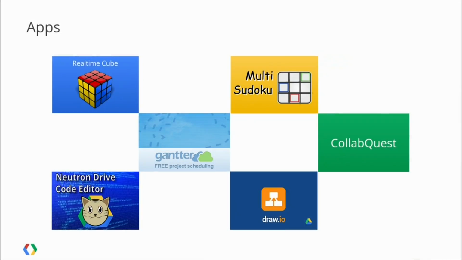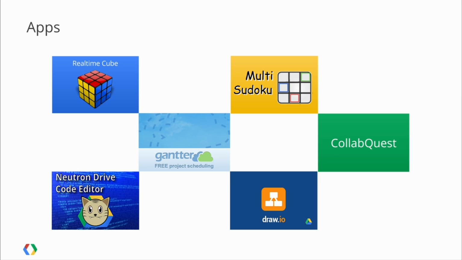And now Brian here is going to tell us a little bit about some apps that have already put this to use. Thanks, Cheryl. So we have a lot of great partners that made really awesome apps for the Realtime API. We already demonstrated Realtime Cube, which was developed by a member of the Drive team here at Google. We also have some other apps that were developed by Google engineers. Multi-Sudoku was actually developed by Cheryl. It's just a Sudoku game, and it's really fun to play. And then we have another developer, John Day Richter, who developed a make-your-own adventure text-based game called CollabQuest, which is really cool if you're into MUDs or something like that.